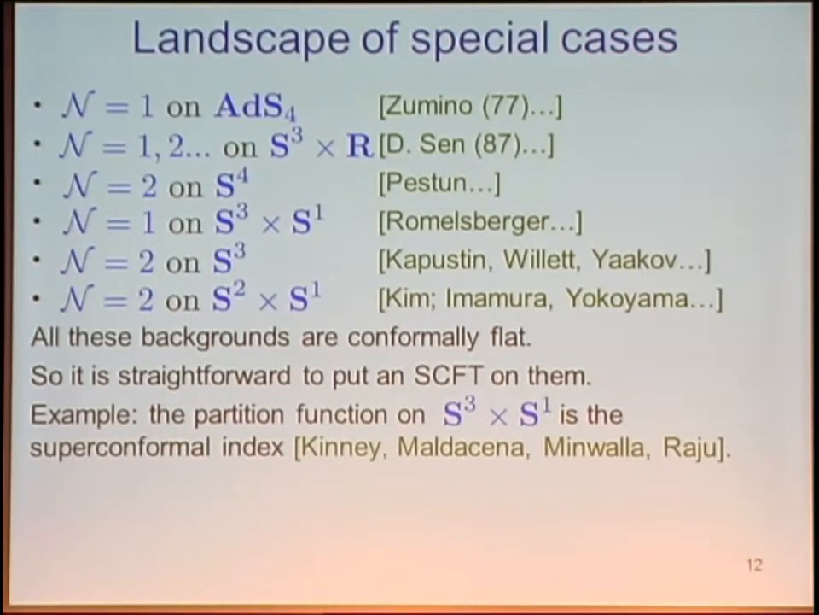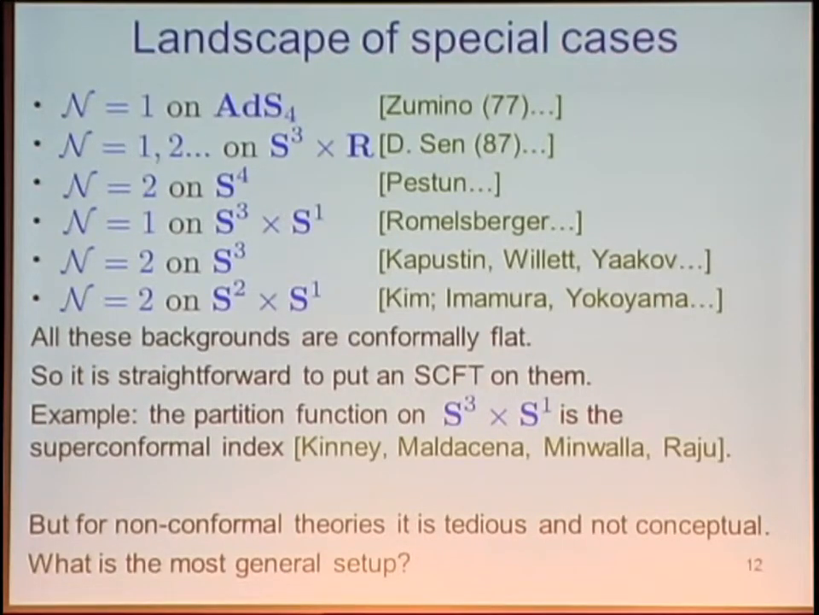That's all very nice, and indeed, for the case of S3 cross S1, that figured in the work of Kinney, Maldacena, Minwalla, and Raju, who studied the superconformal index. They took a superconformal theory, placed it on S3 cross S1, so view the S1 as something that gives a trace over the Hilbert space, and this is a trace which probes various short representations. I'll have some more to say about this later. But it's very puzzling how this construction, which works so naturally for conformal theories, works when the theory is not conformal.